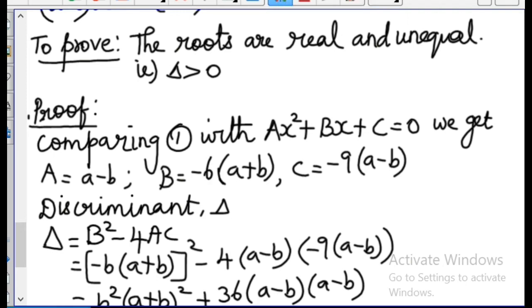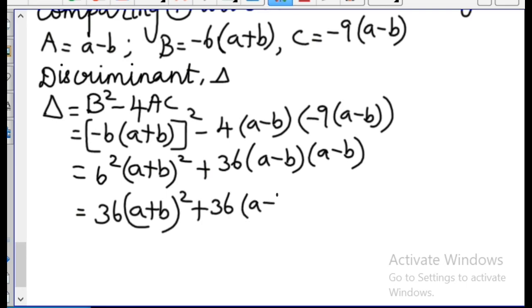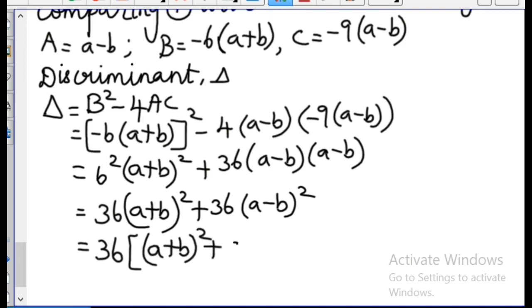So the answer will be, b, take it as 6 square. It will become 36 into a plus b whole square plus 36 into a minus b into a minus b. This can be written as a minus b whole square. Now take 36 outside. So the remaining term will be a plus b whole square plus a minus b whole square.